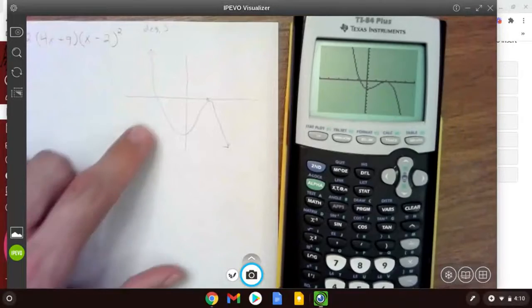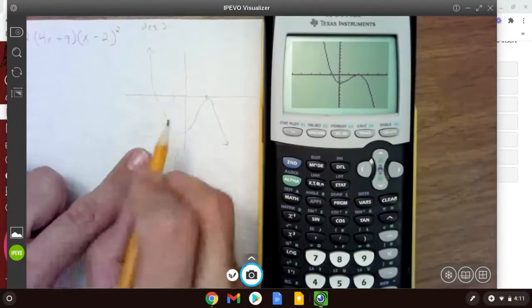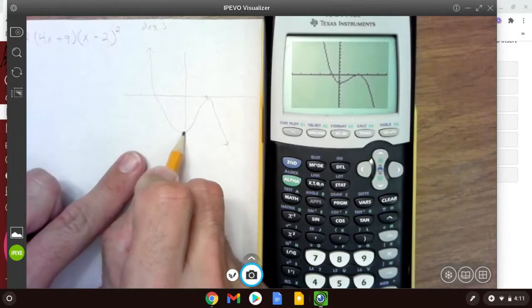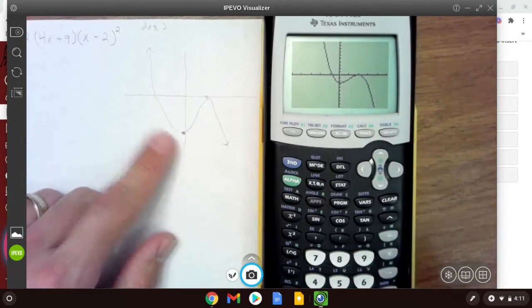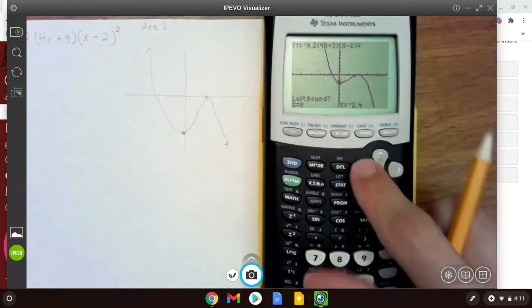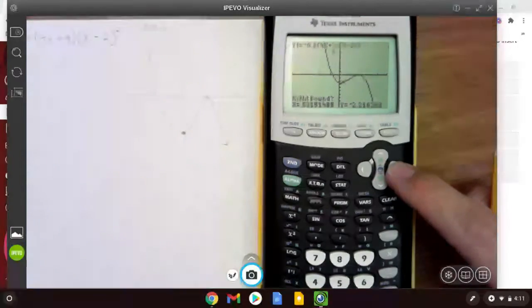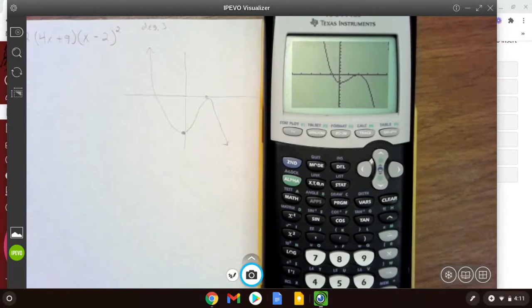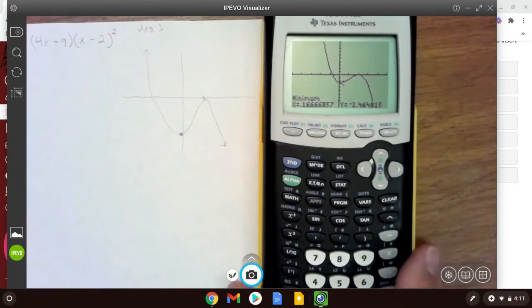All right, let me go ahead and find our critical points here. So that one, it looks like it's the y-intercept, but it might be a little bit to the left of it. So that's a minimum. So I'm going to go minimum. And to the right of it. So this is, it is 0.166.